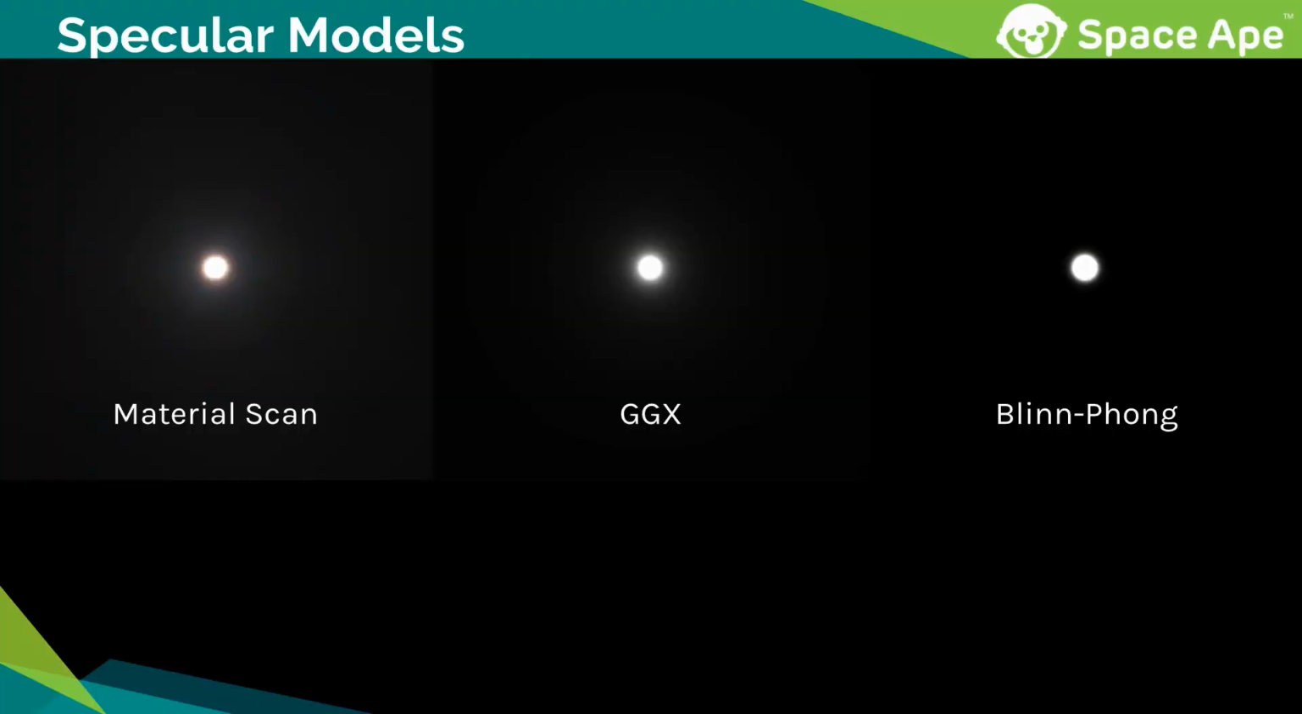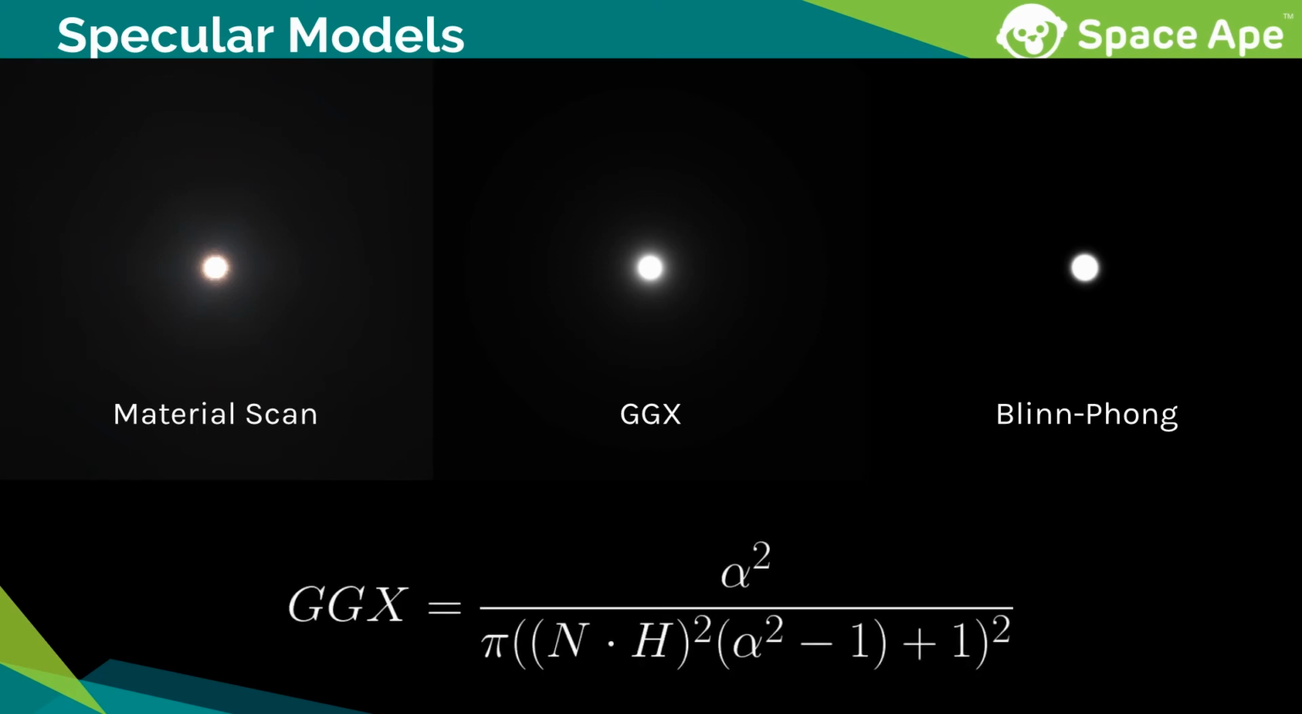Now for specular, that one is a little bit more complicated. What you see on the left is a material scan. So this is what specular highlights look like in the real world. And the one we have on the right, Blinn-Phong, that's the equation I showed you earlier. Now the one in the middle, GGX, that is the standard right now. It's used in ray trace rendering. So you see it in Disney movies, you would see it in the latest AAA games. That is the standard for specular highlights. And that is done using this formula.